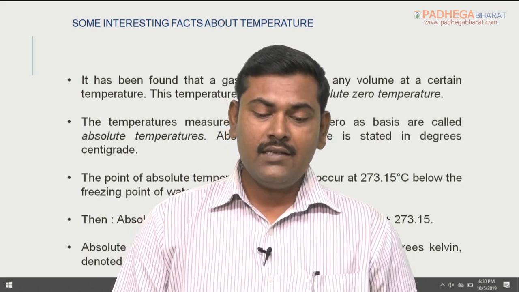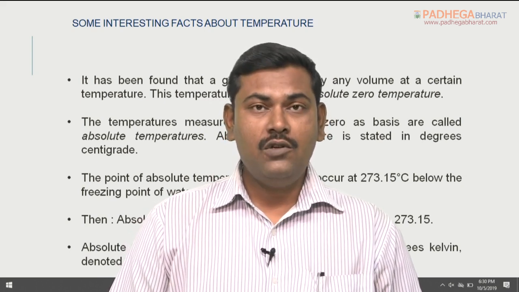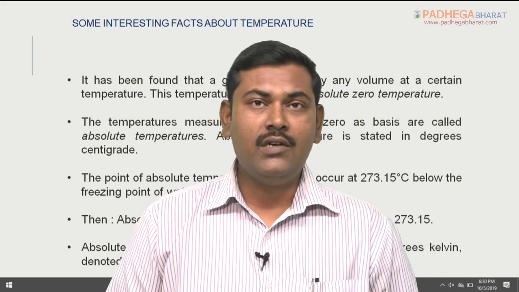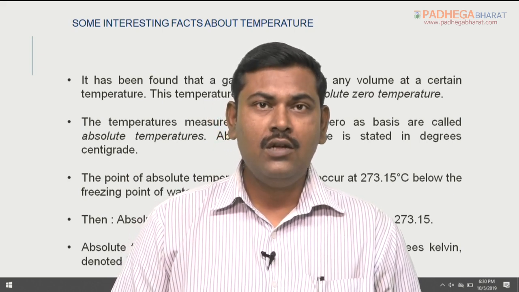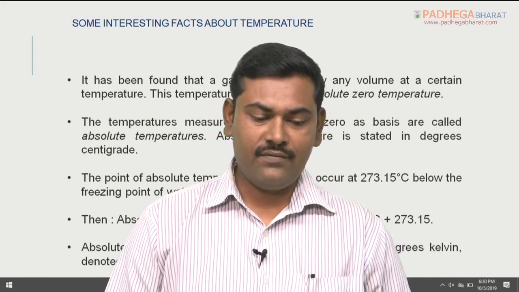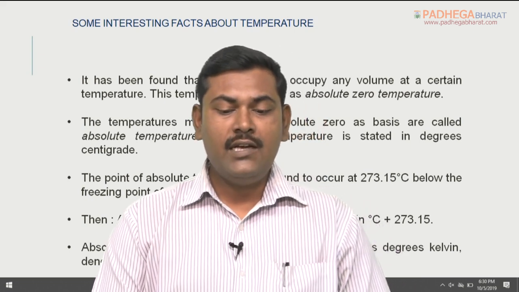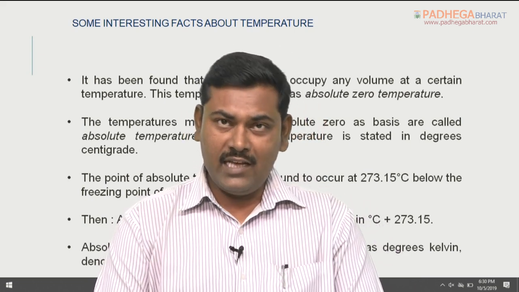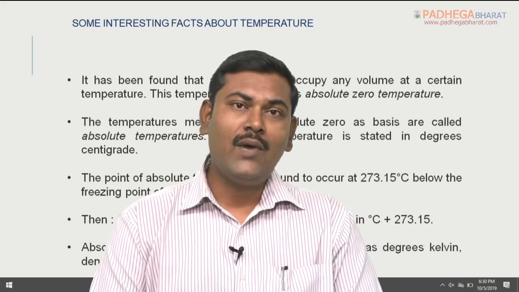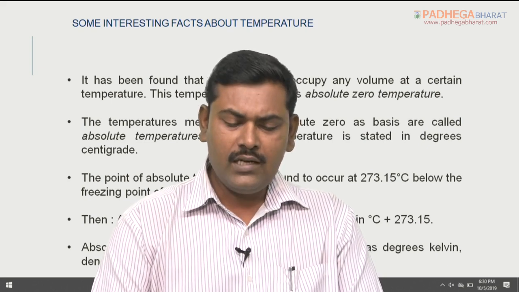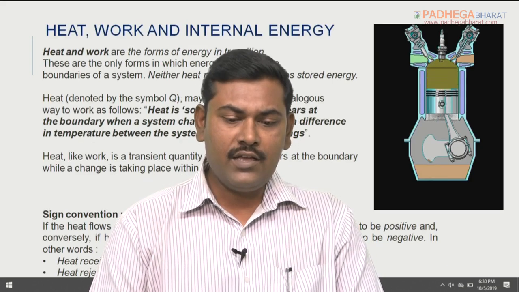In that case we can also say that the absolute temperature is equal to the thermometer reading in degrees Celsius plus 273.15. The absolute temperature is also known as degree Kelvin, and it is denoted by the letter K. It is in SI units.